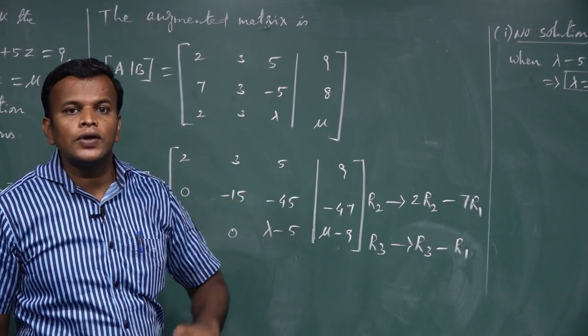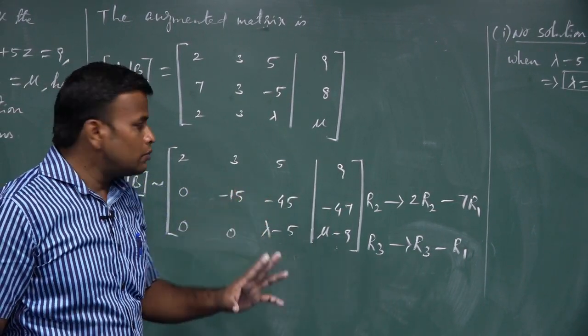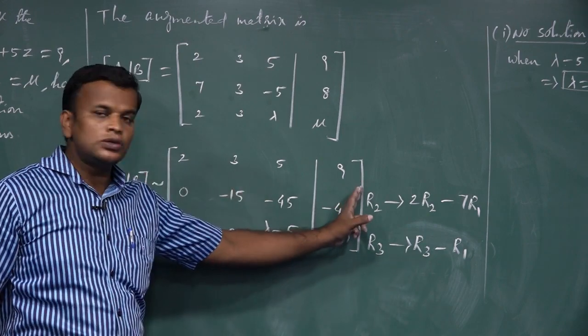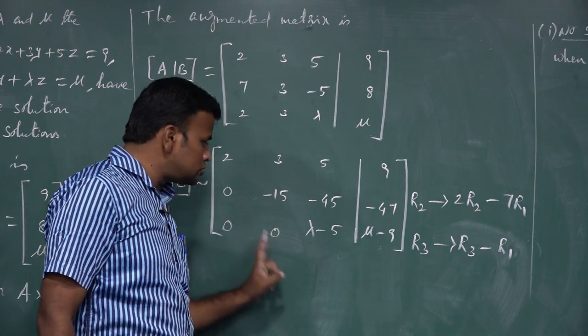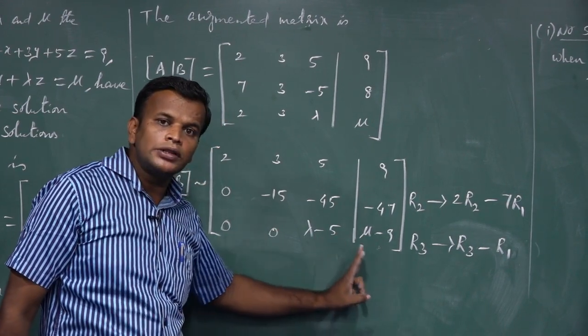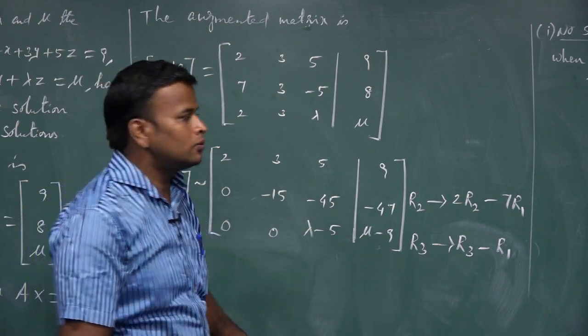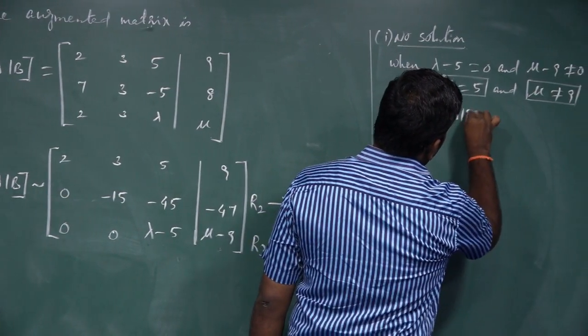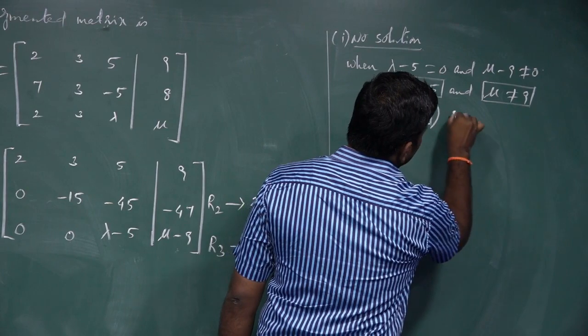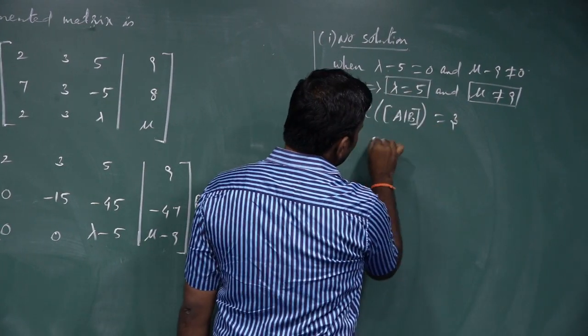Then what is the rank of [A|B]? The rank of [A|B] means first non-zero row, second non-zero row, third row 0, 0. This one is also 0, but that one is non-zero. So the rank of [A|B] is 3.